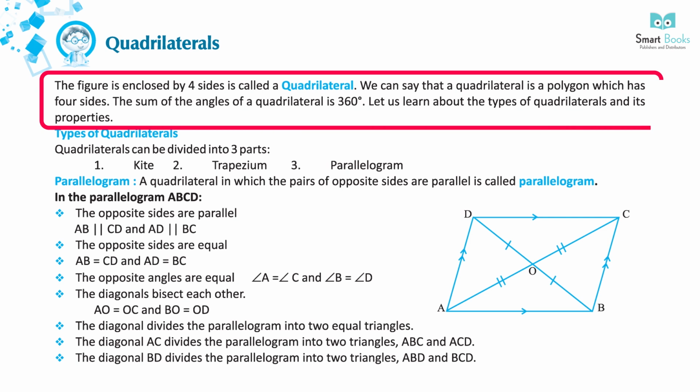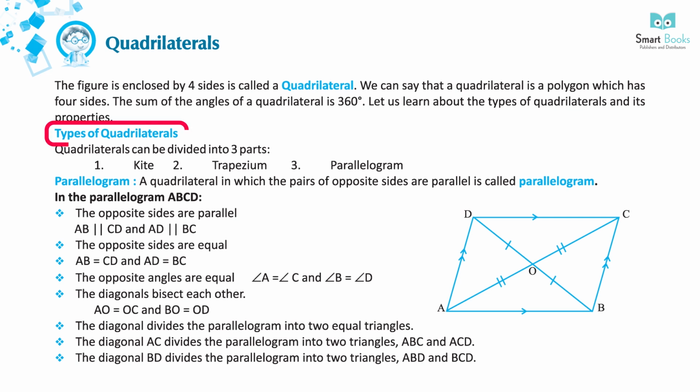Quadrilaterals. The figure enclosed by four sides is called a quadrilateral. We can say that a quadrilateral is a polygon which has four sides. The sum of the angles of a quadrilateral is 360 degree. Let us learn about the types of quadrilateral and its properties. Types of quadrilaterals. Quadrilaterals can be divided into three parts. 1. Kite. 2. Trapezium. 3.